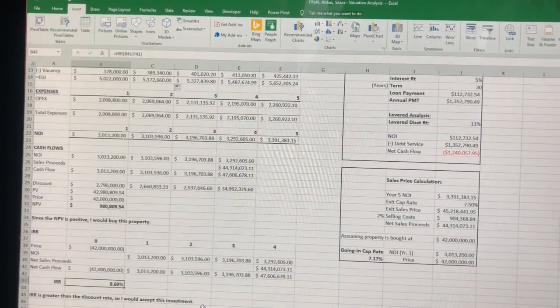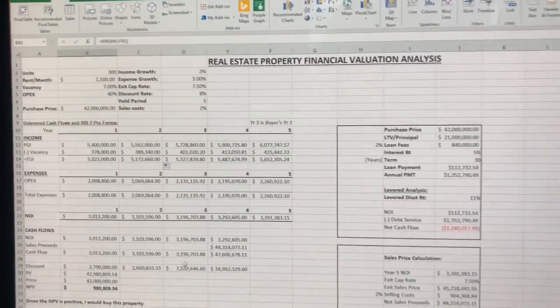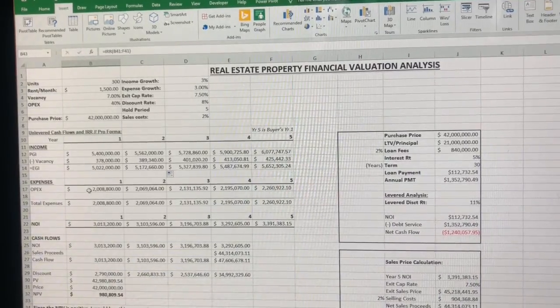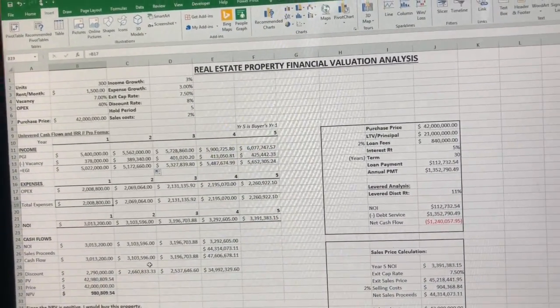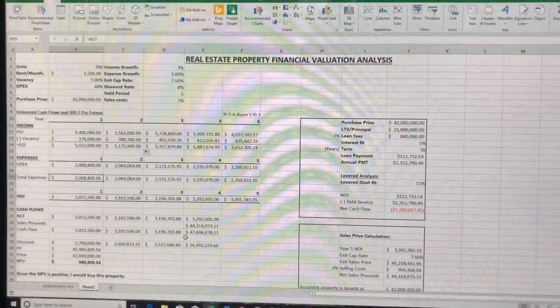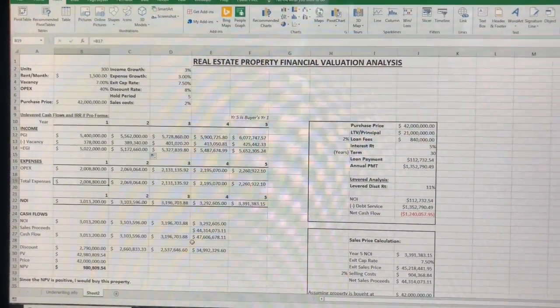Now that I've gone through all the calculations, I'm going to start converting these expenses, operating income, and cash flows into tables, because I'd really like to see how the numbers grow each year.